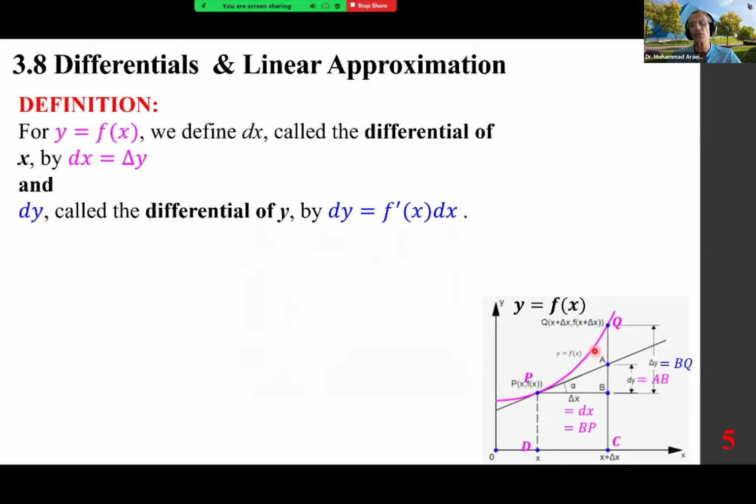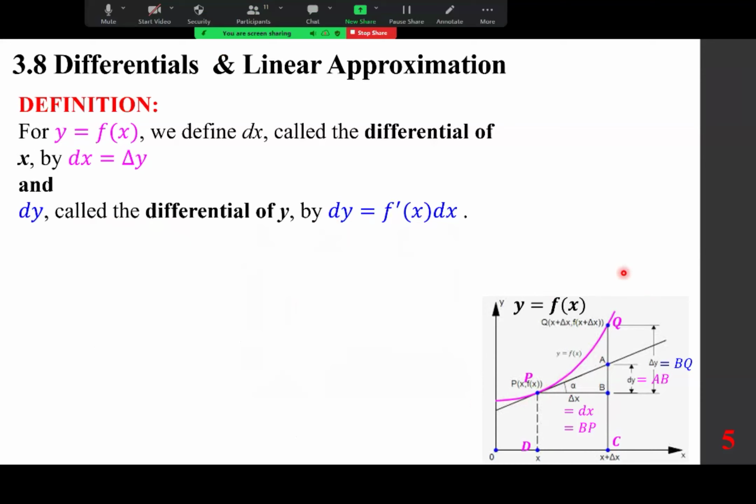So I want you to pay attention to this graph, everybody. Notice we have a curve y equals f of x. We pick a couple of points, P and Q. P has coordinates x and f of x. For Q, we move to the right by some distance we're going to call delta x, which is known as run. And delta x and dx, this distance, are identical.